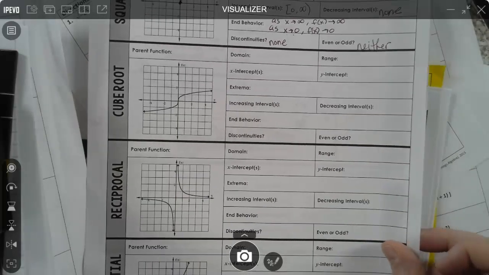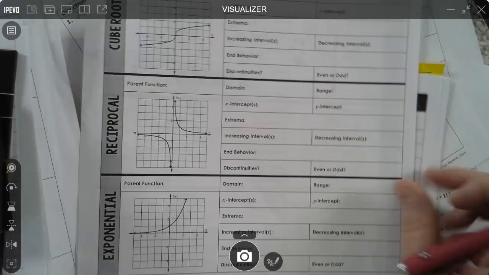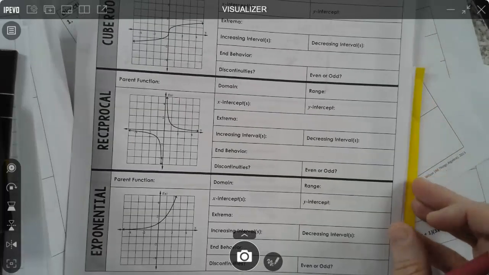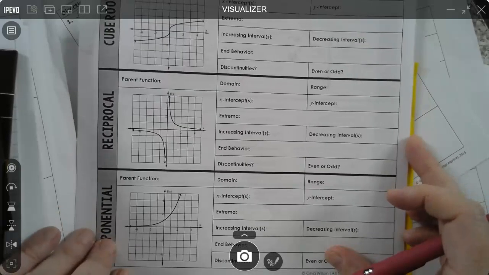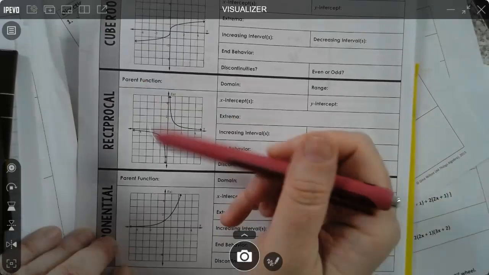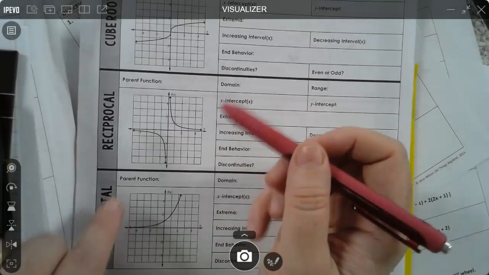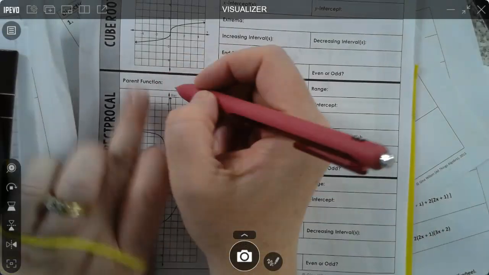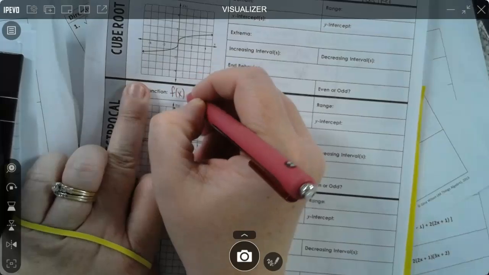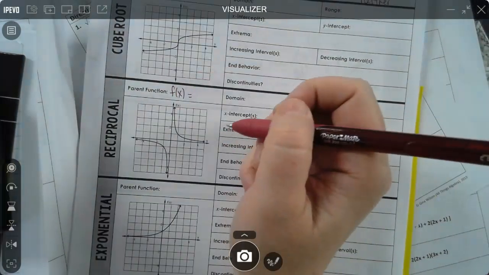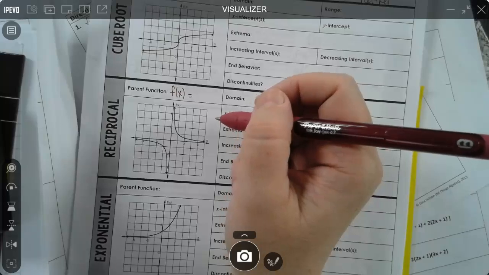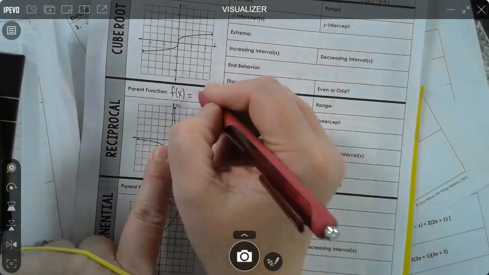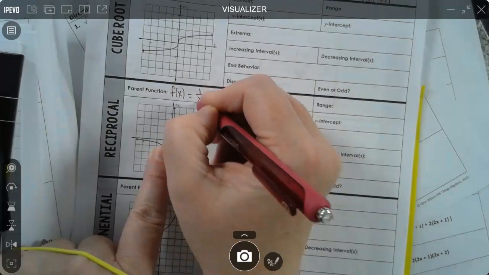All right, let's look at the reciprocal one because this is brand new. Remember we did the rational functions algebraically? We're getting ready to do the rational functions graphically. And this is the parent function for them. This is what we call the reciprocal. And reciprocal means what, by the way? Flipped. Opposite fraction, which is flipped. So it's 1 over x.